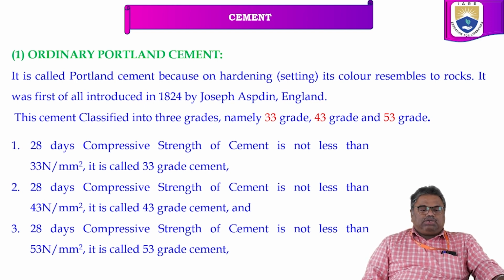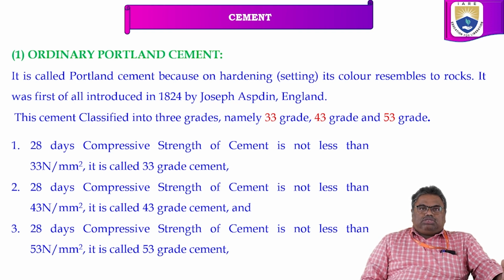Ordinary Portland cement is called Portland cement because in hardening and setting its color resembles the rock. It resembles the rock color, so that's why it is called ordinary Portland cement. It was first introduced in 1824 by Joseph Aspdin, England. We have discussed this in the previous lecture also, in the history of the cement, where we discussed the invention of Portland cement, right?